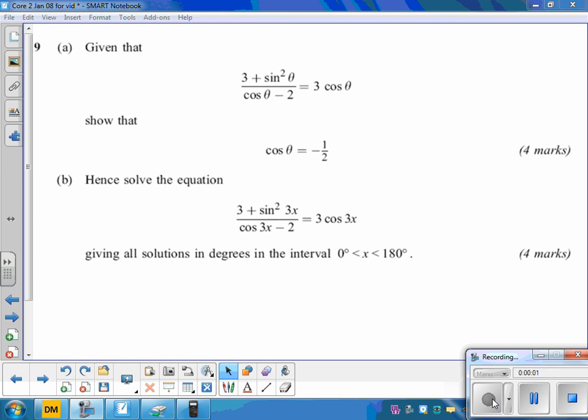Jan 2008, Core 2, question 9, the last question. It's done quite badly by my lot. Maybe just running out of time. But we've got a trig.